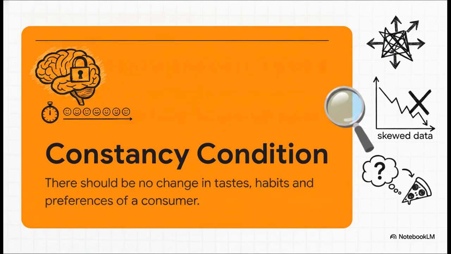Then we've got the constancy condition. While you're in the middle of consuming these items, there can be absolutely no change in your personal tastes, habits, or preferences. Your entire psychological profile is essentially locked in place during the experiment. Because if you suddenly develop a weird new craving halfway through, the data gets completely thrown out the window.